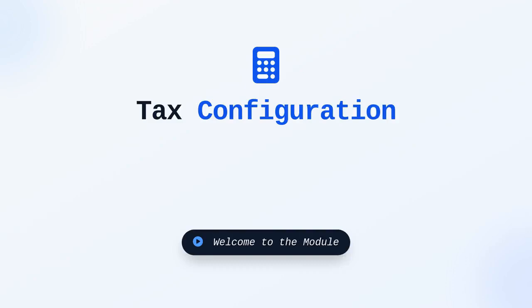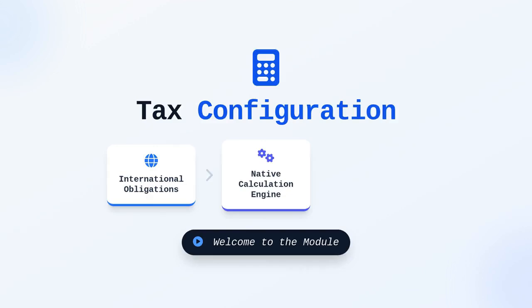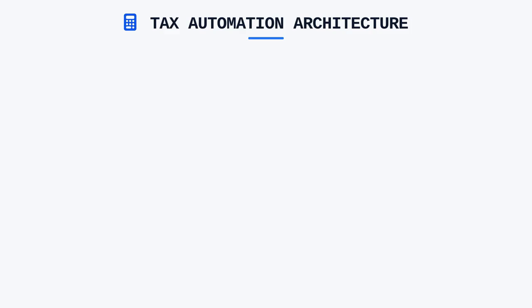Welcome to the module on tax configuration, where we will examine how Dynamics 365 Finance handles complex international tax obligations through its native calculation engine. In this chapter, we will explore the structural components required to automate tax calculations and ensure regulatory compliance across multiple jurisdictions. Tax management in Dynamics 365 is not merely about applying a percentage to a transaction, but rather building a robust relational model that governs how the system interprets tax liability.